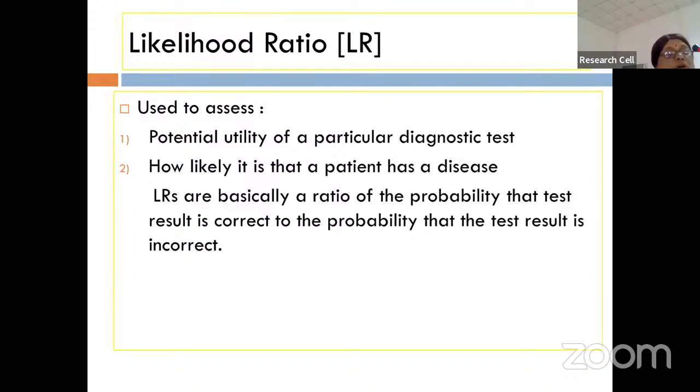Likelihood ratio is used to assess the potential utility of a particular diagnostic test. How likely the patient is to have the disease, you can estimate with the help of the likelihood ratio. It is basically the ratio of the probability of the test showing a correct result to the probability that the test result is incorrect. So why do we estimate the likelihood ratio of any diagnostic test? Because it measures the proportion of correct tests to the proportion of incorrect results.